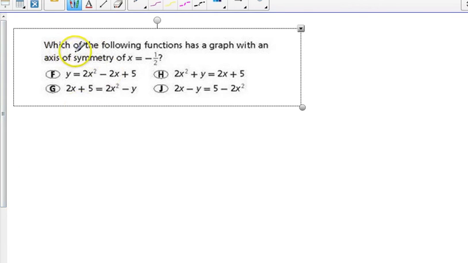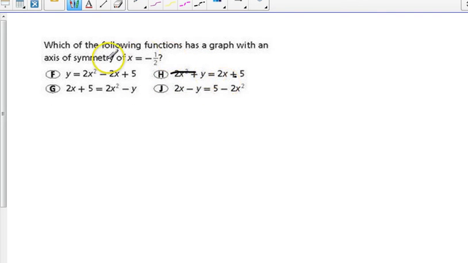In this case, they're going to ask you which of the following functions has a graph with an axis of symmetry of x equals negative 1/2. What you'll need to do is you will need to get the y by itself, first of all. So notice in this equation, for example, the y is not by itself. So you'll need to get the y by itself. If I was going to do this for equation h, I would subtract 2x squared from both sides, and that would give me negative 2x squared plus 2x plus 5.